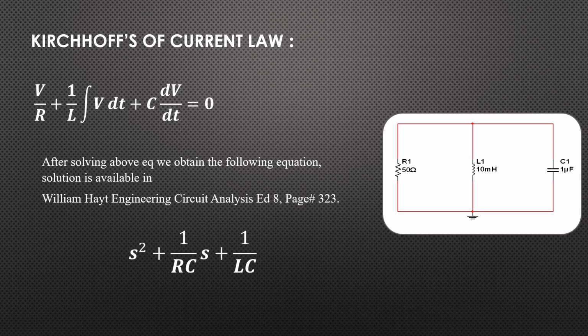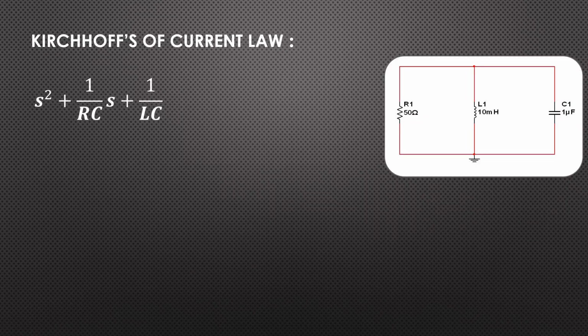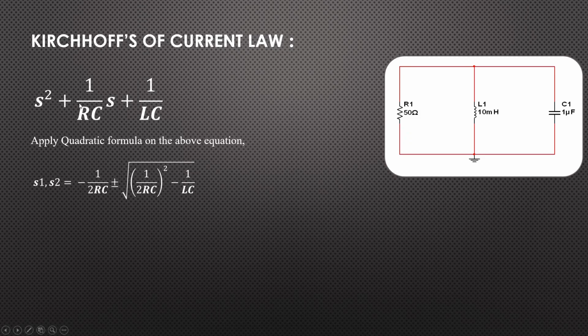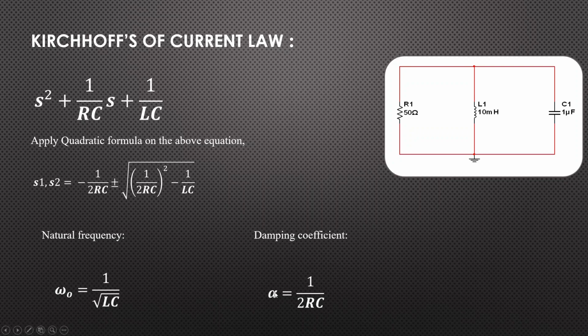So we get this solution: s squared plus 1 upon RC s plus 1 upon LC. I'm not going to derive it here, as I'm going to go for the practical work, analyze this circuit, and observe the damping coefficient. If you apply the quadratic formula on this equation, we get the natural frequency omega naught equal to 1 upon square root of LC, the damping coefficient alpha equal to 1 upon 2RC, and the damping factor depending upon alpha and omega naught.